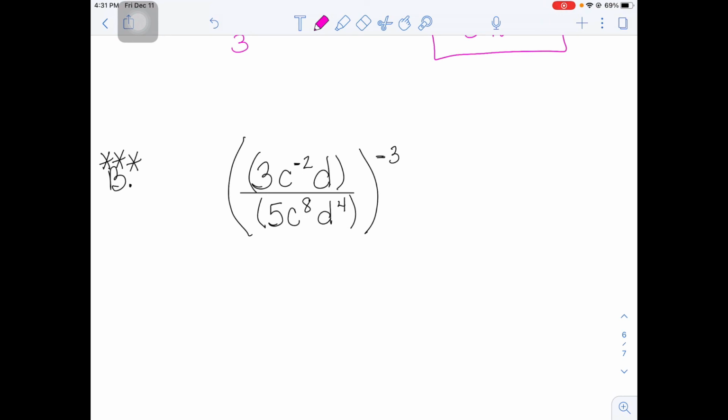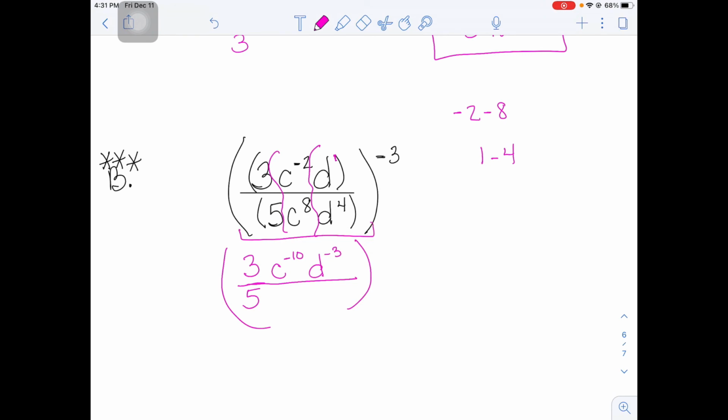So we're going to go ahead and look inside. So our numbers, our C's, and our D's. So 3/5 can't be reduced any, so we're going to keep it as 3/5. C is our base. We have a negative 2, so we have the negative 2 minus 8, so we have a negative 10. D is our base. There's a 1 there. 1 minus 4 gives us a negative 3. So now we've simplified down what's inside here, and we're going to raise it to the negative 3.